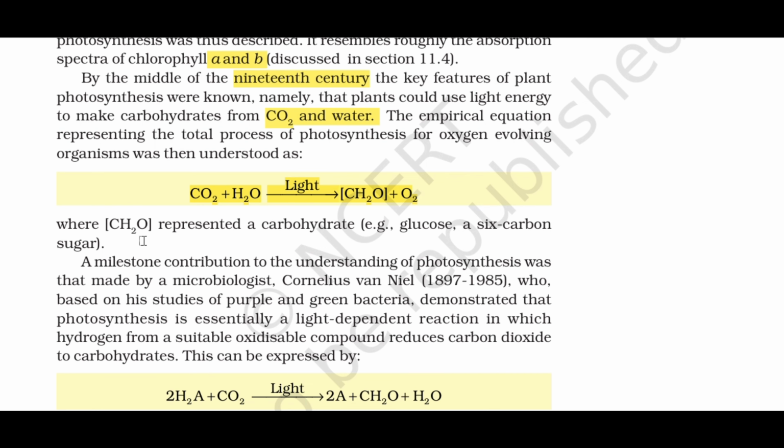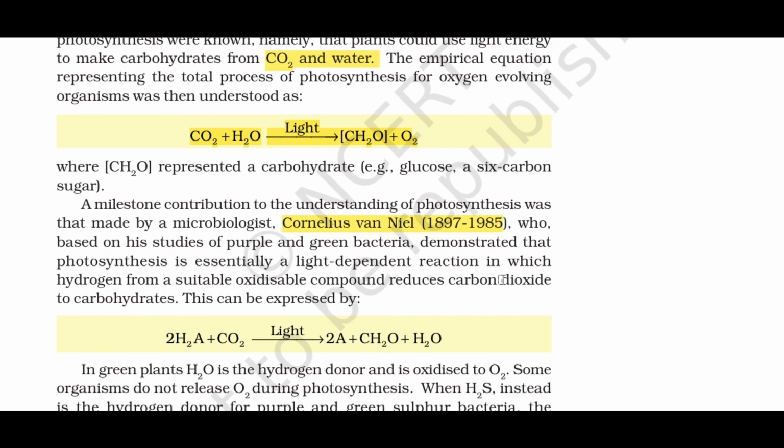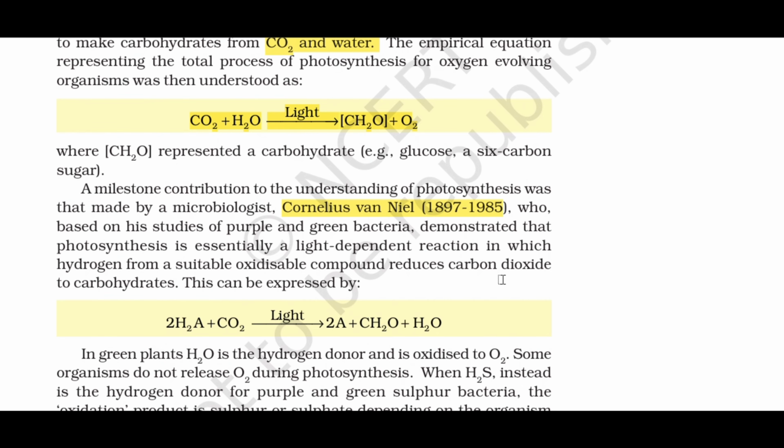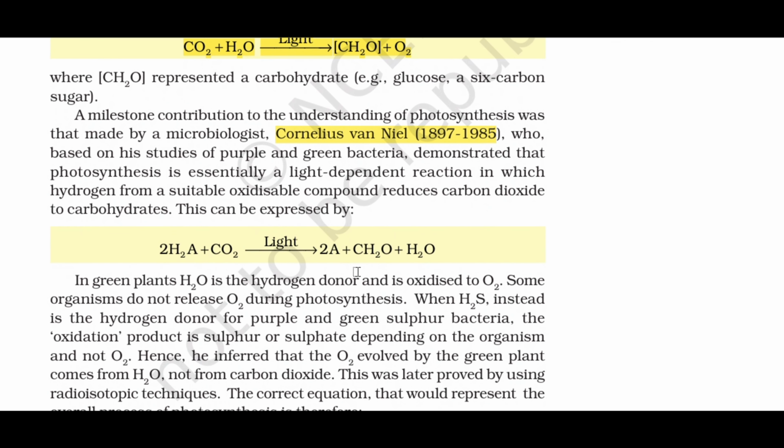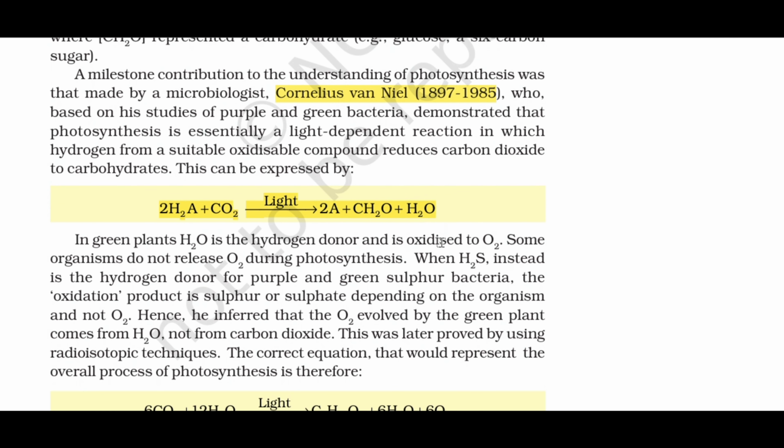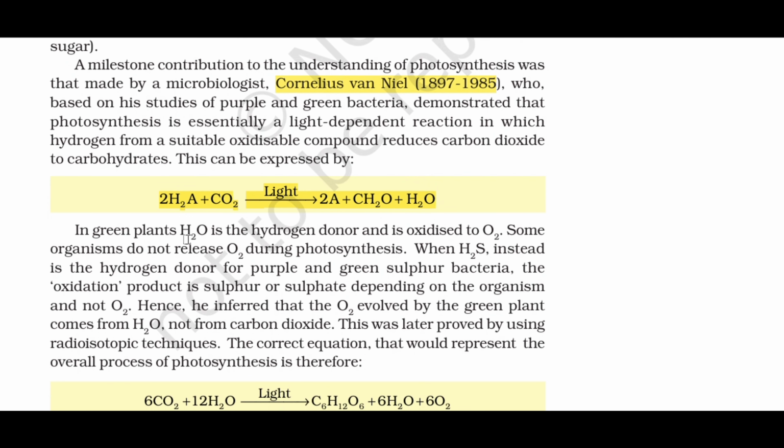A milestone contribution to the understanding of photosynthesis was that made by a microbiologist, Cornelius van Niel, 1897 to 1985, who, based on his studies of purple and green bacteria, demonstrated that photosynthesis is essentially a light-dependent reaction in which hydrogen from a suitable oxidizable compound reduces carbon dioxide to carbohydrates. This can be expressed by [equation]. In green plants, H2O is the hydrogen donor and is oxidized to O2.